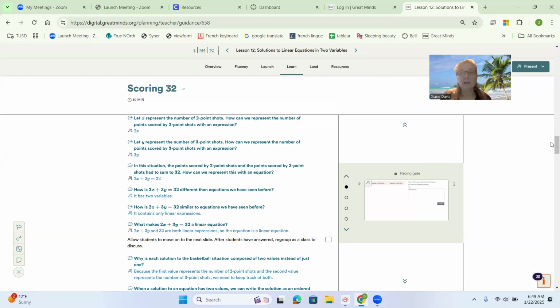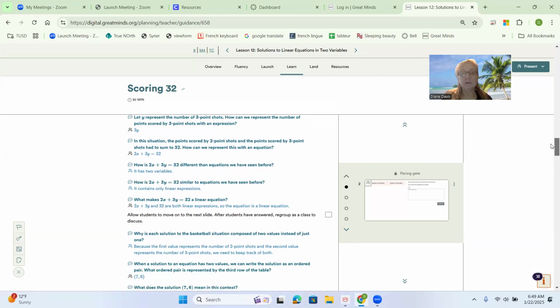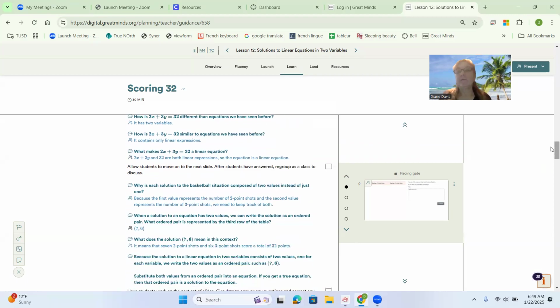These are only linear expressions, right? Because they don't have exponents on the letters. The x or the y does not have a little number up there. It doesn't have an exponent. When a solution to an equation has two values, we can write the solution as an ordered pair. What ordered pair is represented by the third row of the table?